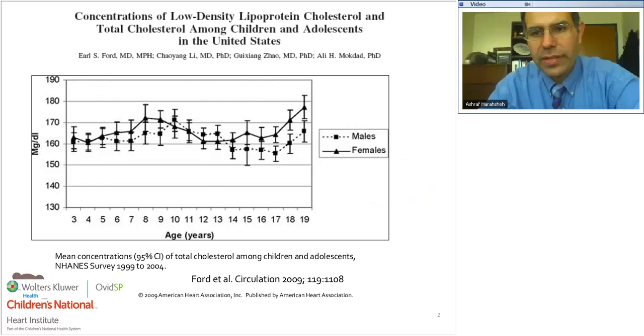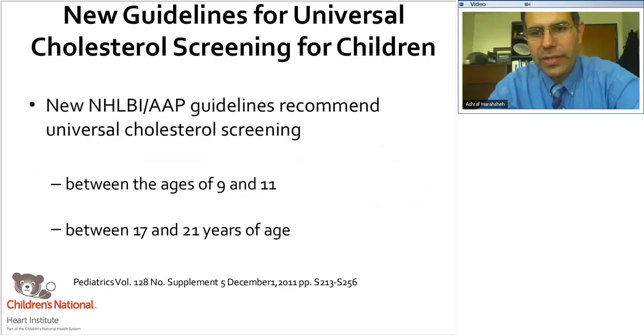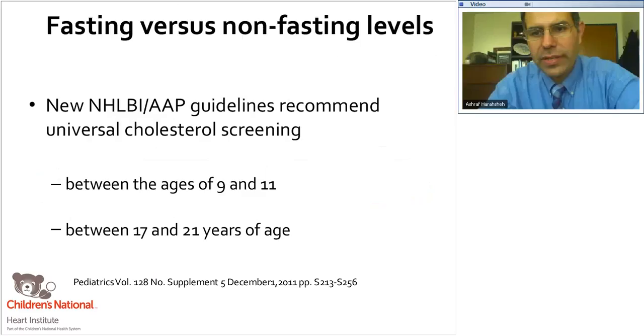In children, as they go through puberty, there is a normal tendency for the LDL cholesterol to drop. That's because our body needs the cholesterol to form the sex hormones, estrogens and testosterone. And because of that, if you were to do screening during puberty, you will be missing some of those kids that had falsely low numbers. And this is why the guidelines suggest that we do it before and after puberty, at 9 to 11 years of age and 17 to 21 years of age.